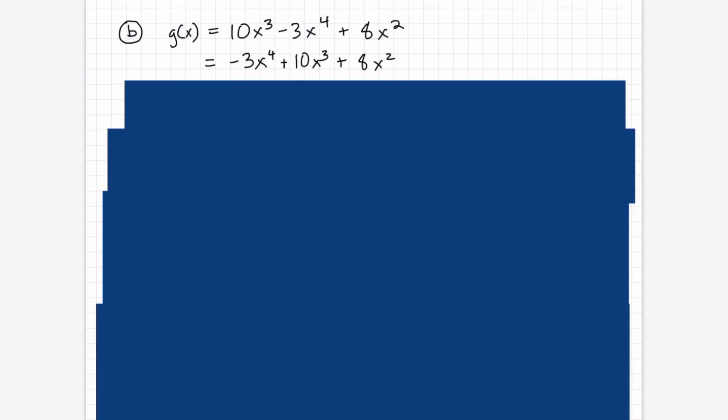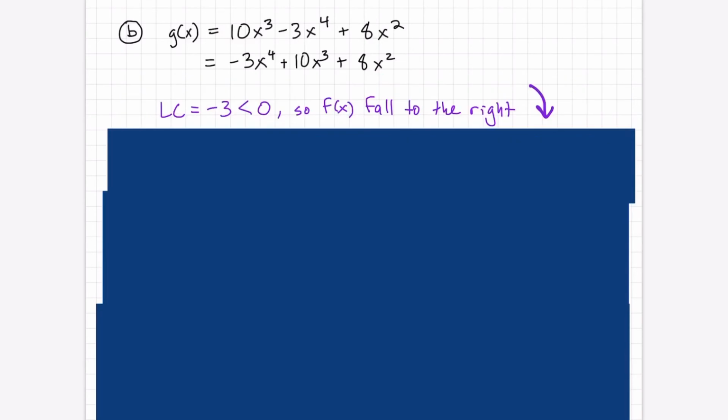Hopefully you said negative 3. So if it's a negative 3, is that positive or negative? Well, it's right there in the name. It's negative. It's less than 0. So what's it going to be doing to the right? Yes, it's going to be falling to the right. So it's going to be going down to the right.